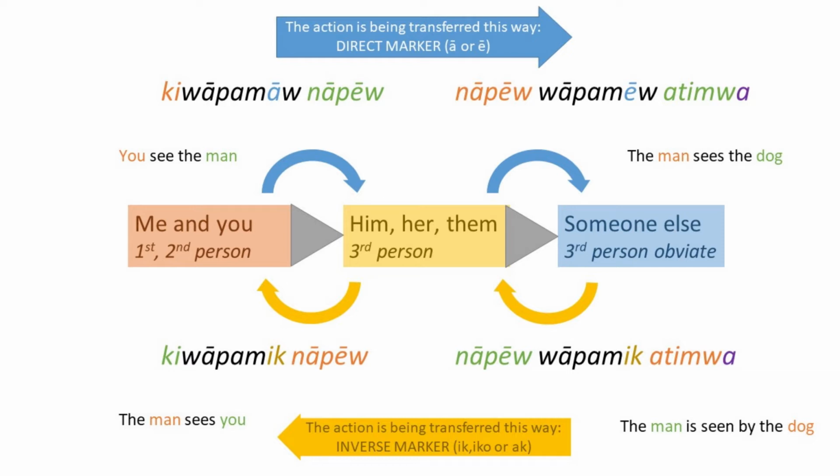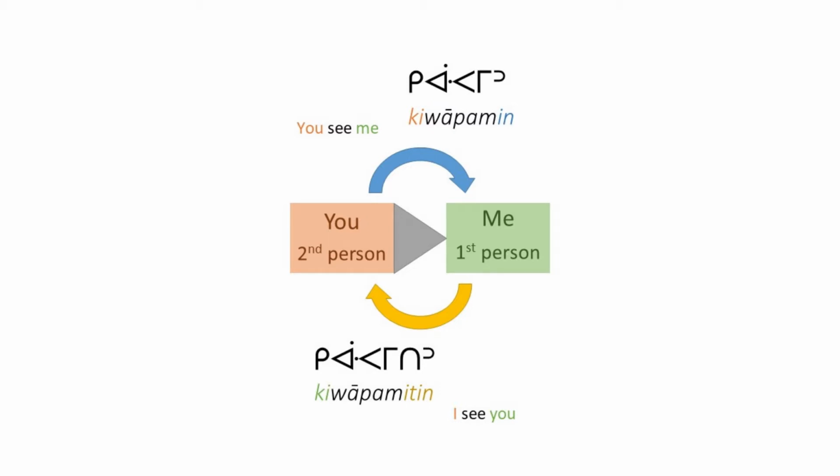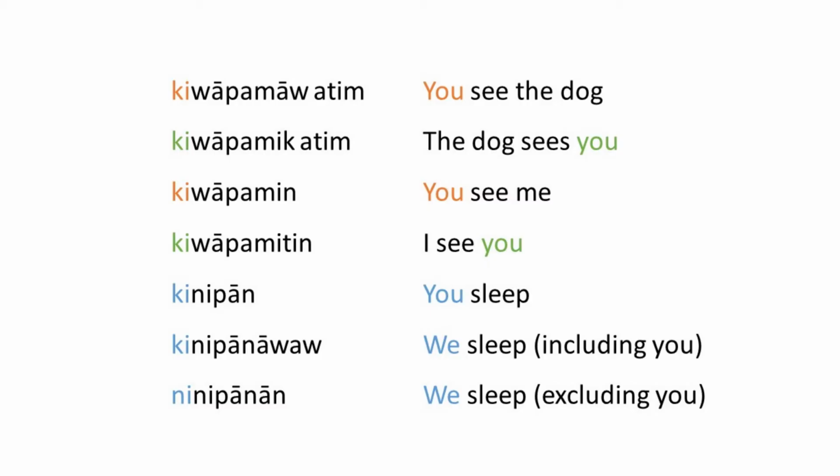I know that this diagram looks insane, but it doesn't really stop here. There's also a wee separate hierarchy that puts you above me with our own special direct and inverse markers. Having a separate way of dealing with actions that occur between speech act participants, from me to you or from you to me, is also quite common in languages that have person hierarchies. What's uncommon is to prioritise the second person over the first person. In Plains Cree, if the verb involves you in any way, be it agent, patient, or sole argument, the person marker gi is always used.